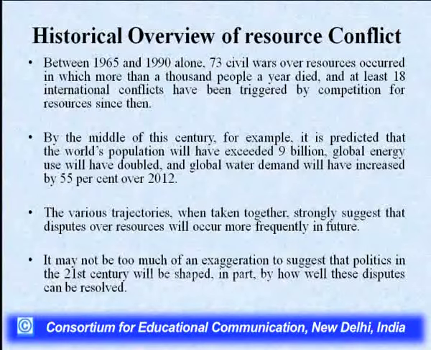After seeing all this, we can see that historically various wars and conflicts have taken place. From the dawn of human civilization, various wars have taken place. But in the last century and the present 21st century, there are various conflicts taking place because of resource conflict. Between 1965 and the 1990s, around 73 civil wars took place, and around 18 of them were international in nature.